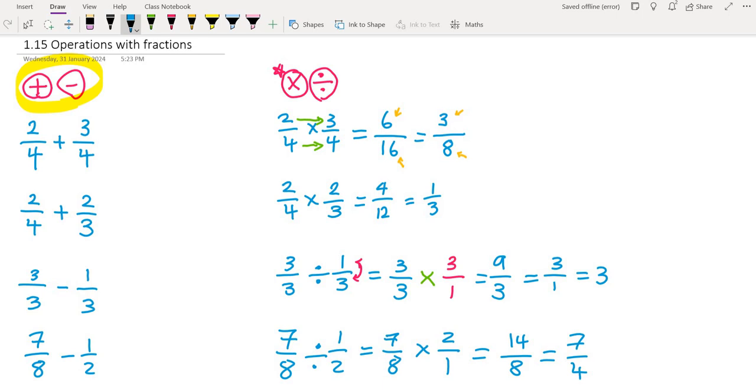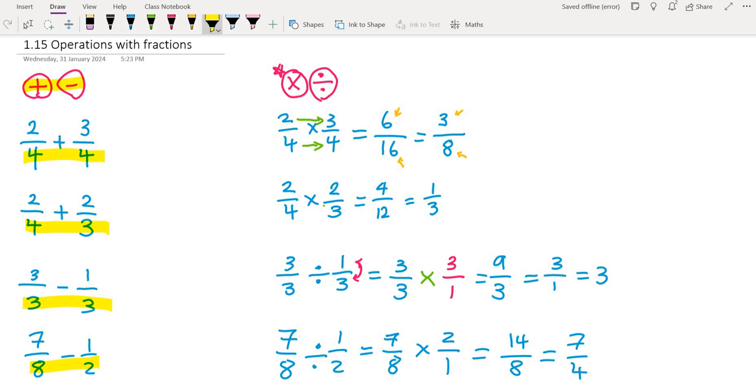Now we're doing plus and minus. With plus and minus, you need to keep in mind that you need the same bottom number, the same denominator, and that's going to be our key. So we're looking at the bottom number closely when we're dealing with plus and minus.